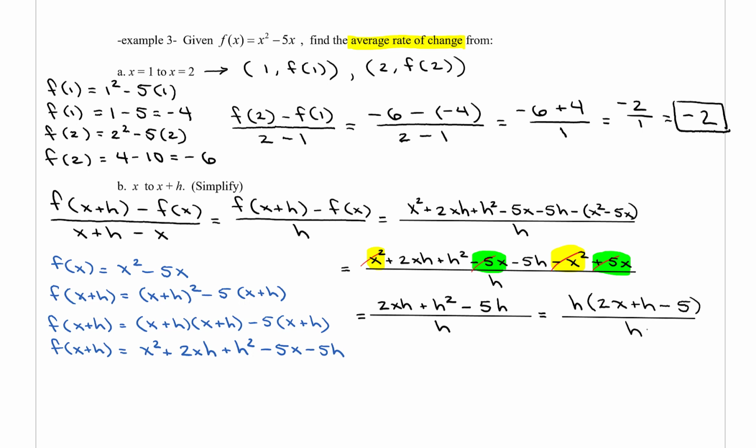I can now cancel out that common factor of h in the numerator and the denominator. So that's what I'm going to do next. I'm going to cancel out by drawing a little red line through it, and I'm writing a 1 because remember, when you cancel out, you're dividing that factor out and you're being left with a factor of 1 in its place. So our final answer is going to be equal to 2x plus h minus 5. I'm going to box that in. That's going to represent the average rate of change from x to x plus h.